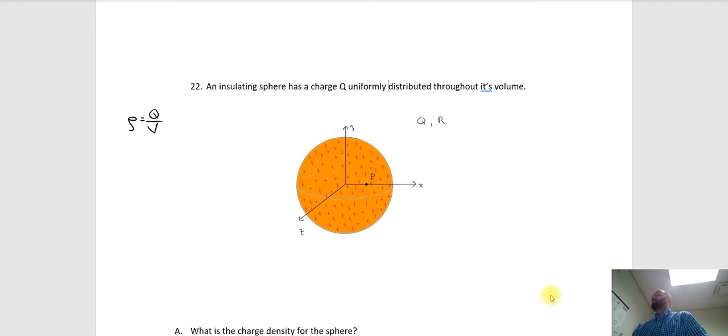You can do that if it's uniformly distributed. If it's not uniformly distributed, you can still work it this way, but you need to understand that what you're calculating is an average charge density that can vary throughout the volume. But in this case, this is uniformly distributed, so all you need to do is take the total charge, and we're going to use Q to represent that, and divide by the total volume.